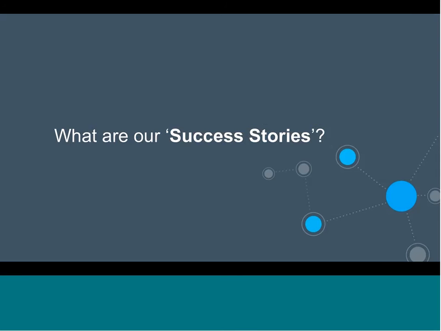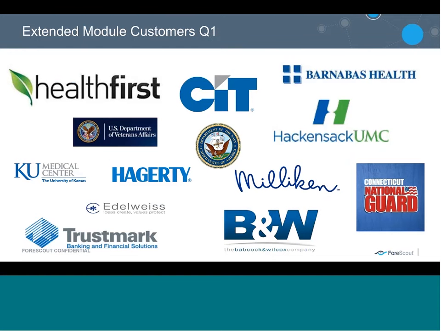Success stories. So what have we done? Here's a list of extended module customers, and these were all sales in Q1 of 2016. Now, I need to remind you here that these customer names cannot be shared outside of ForeScout unless we have specific written permission from them. So you need to be careful when you're talking with prospective customers about this. If you have any questions, there's contact information at the end of this presentation that you can use to find out which names you can use and which ones you can't.